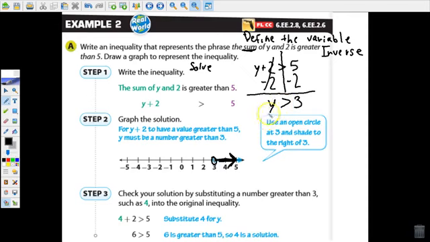You would like to have the variable on the left side, so the less than and the greater than really helps you out. Okay? It can be a little tricky if the variable's on the other side.